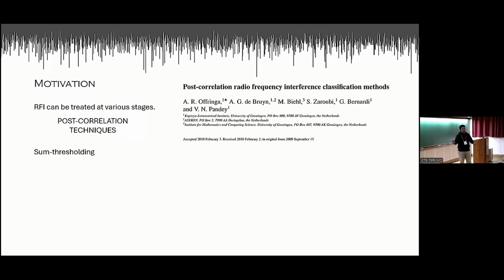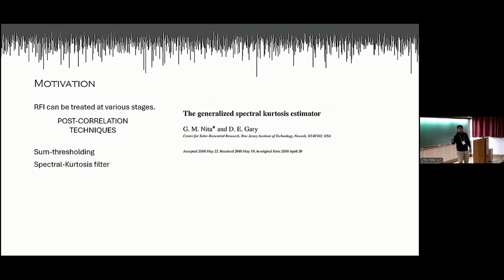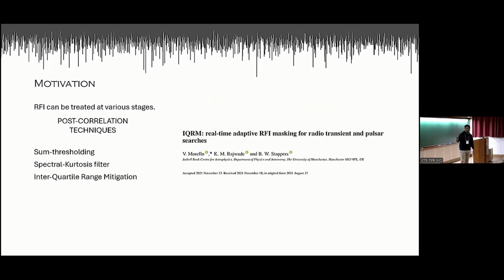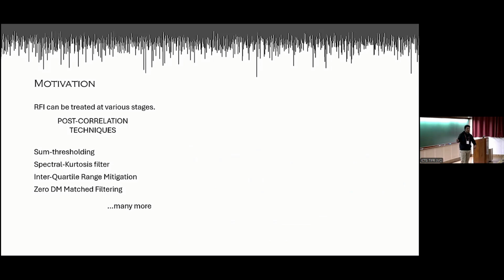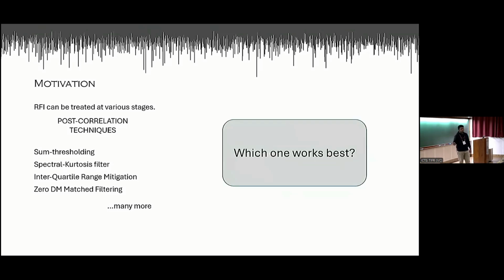There are already many existing algorithms, such as sum thresholding, spectral kurtosis filter, interquartile range mitigation method, or zero-DM match filtering. All of these focus on different kinds of RFI aspects, and they try to mitigate it. And there are many more coming, using machine learning and all sorts of other statistics, basically. But which one works best?